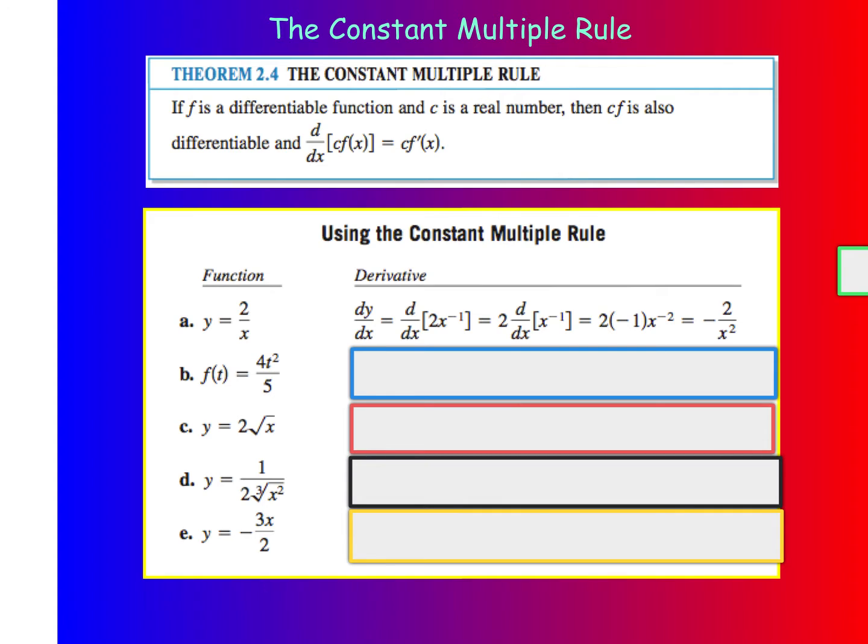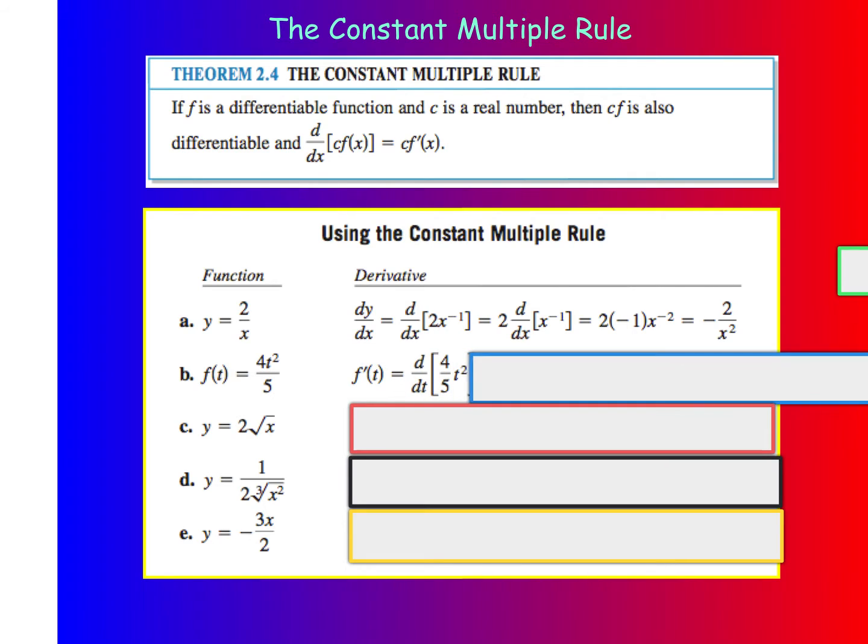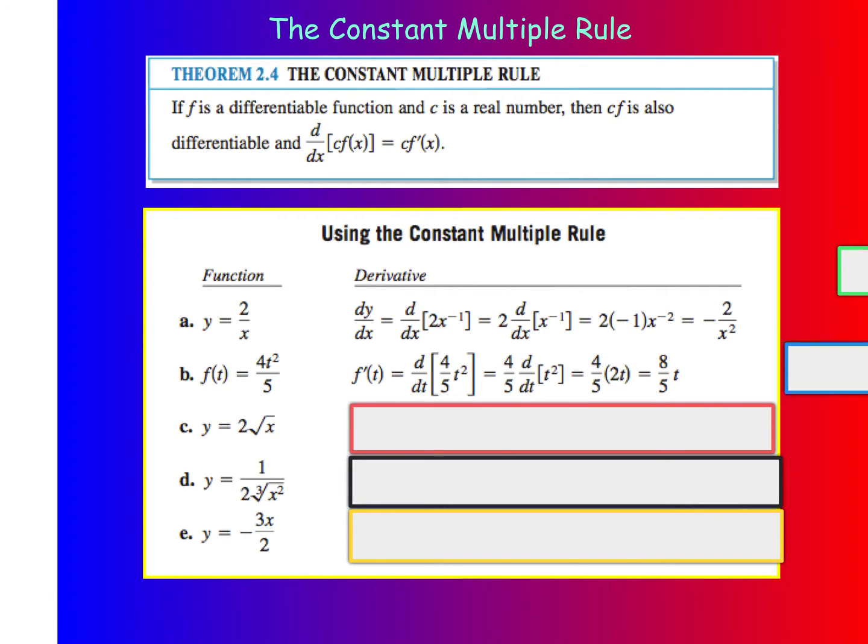All right. On part B, what would I bring out front? What's my constant multiple I could bring out front? 4/5. All right. So I would rewrite that as 4/5 t squared. And so when I take a derivative of that, what would I bring out front? The 2. The 2 plays with the 4/5 to give you what? 8/5. And then you subtract 1 from the power, so it would be 8/5 t.